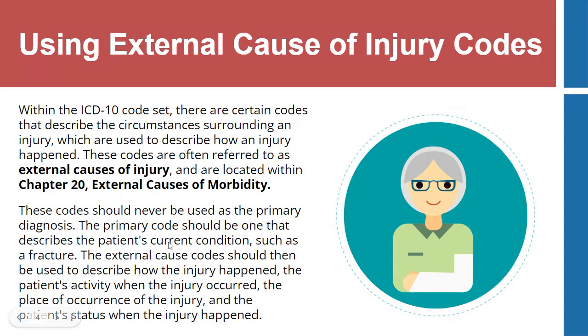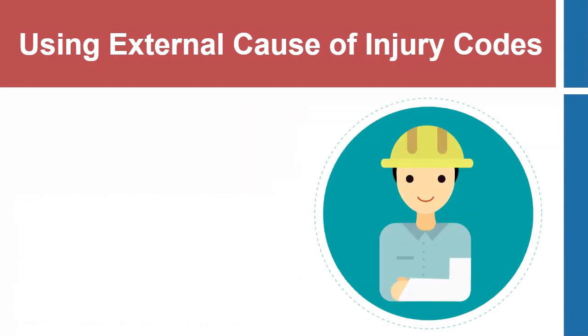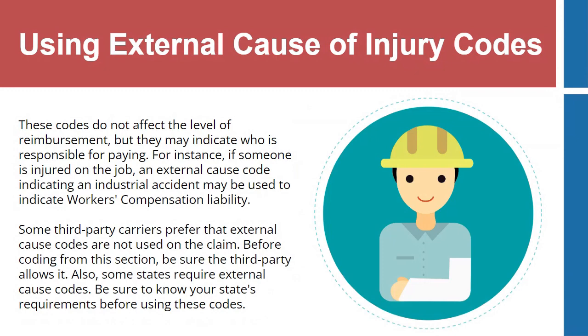Okay. So the primary code should be the current condition, such as the fracture. The external cause code should then be used to describe how the injury happened, the patient's activity when the injury occurred, and the place of occurrence of the injury. And then the patient's status when the injury occurred, like workers' comp. In instances where a patient is injured on a job, we want to indicate that the injury happened on the job, so we'll find an external code that indicates that it happened on the job.